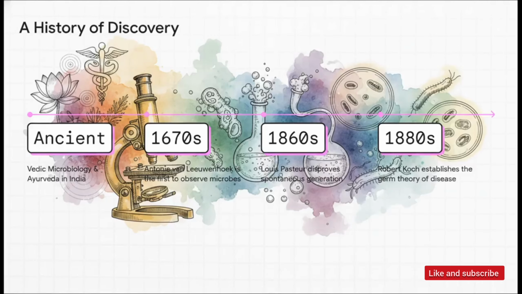We'll start in ancient India, exploring concepts from Vedic texts and Ayurveda. Then we jump to Antony von Leeuwenhoek, the draper who was the first to see what he called animalcules. And of course, we'll cover the absolute titans of the field, Louis Pasteur and Robert Koch, whose work completely revolutionized medicine and our entire understanding of disease.